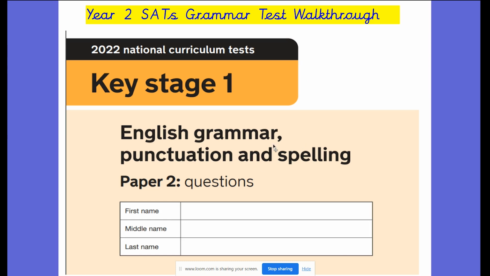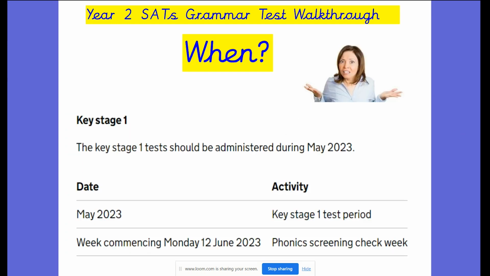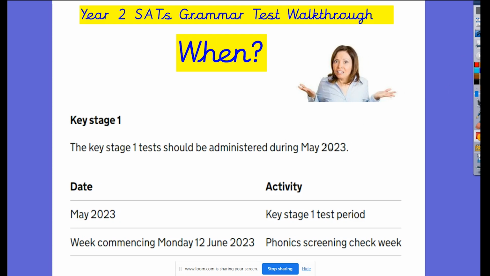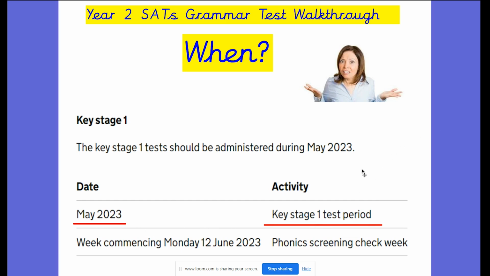Today we're going to do a walkthrough of the grammar test children will sit in Year 2. So first, some information about these tests. The Year 2 SATs tests, schools do not have to do in a particular week. I've said this in some of the other videos. They just have a month to do it. The month of May is the Key Stage 1 test period, so schools can get the children in Year 2 to sit the tests any time during that month. If you want to ask your school when they're likely to do it, the teacher may give you an indication, but they don't have to let parents know when it will be within that month. But it will be in the month of May 2023.